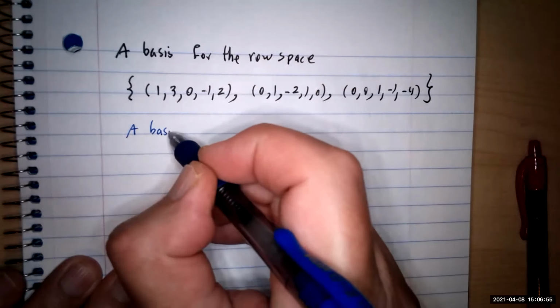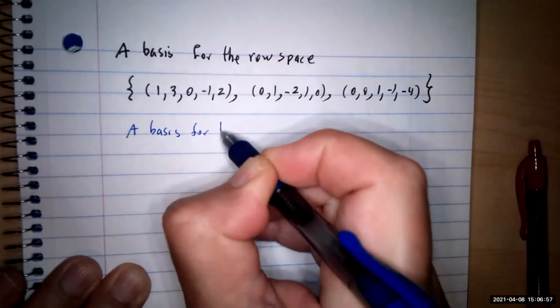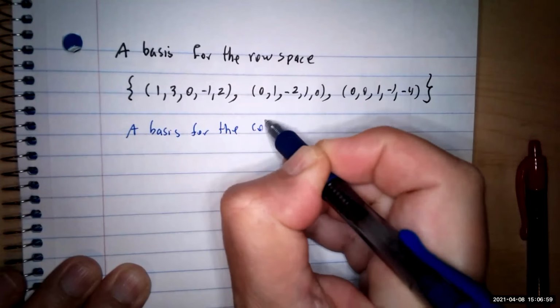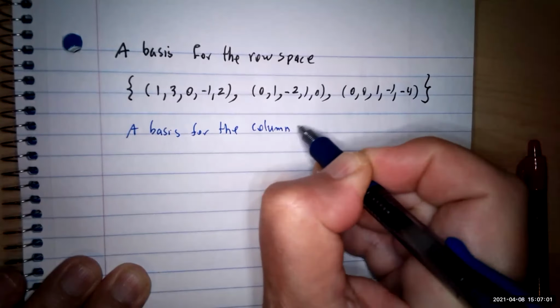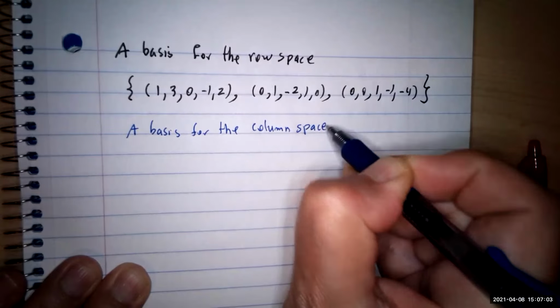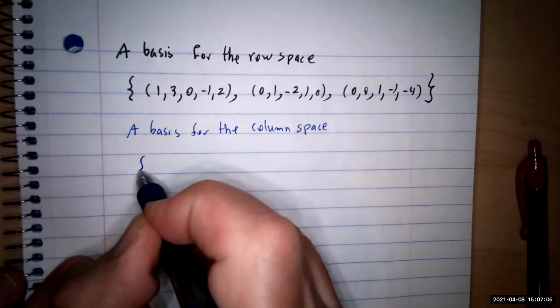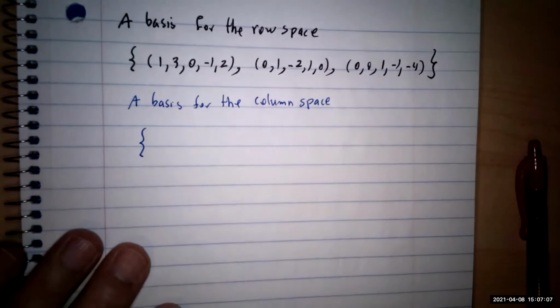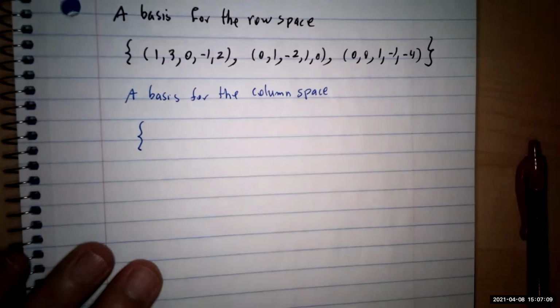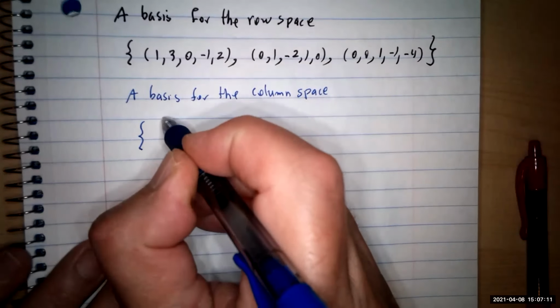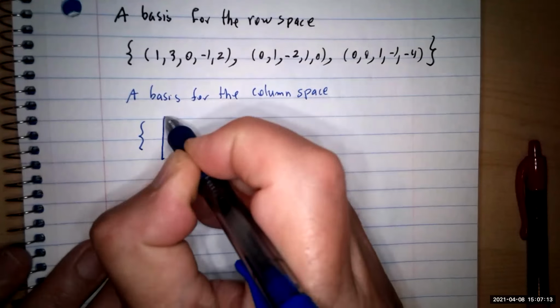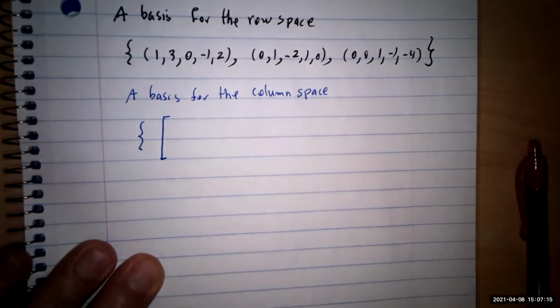You pick these from the row echelon form, equivalent one. But for the basis for the column space, you go back to the original one. Remember the pivots were in the first column, the second, and the third. So you pick the first, second and third column of A, and that gives you a basis for the column space.